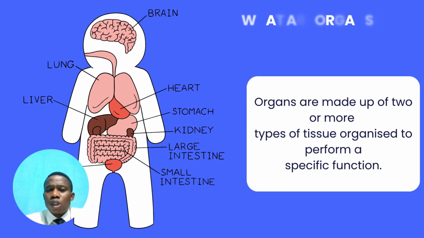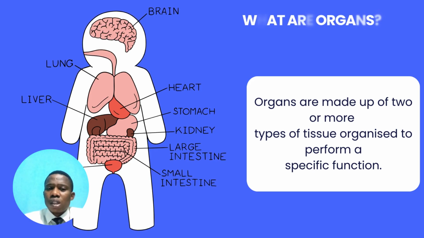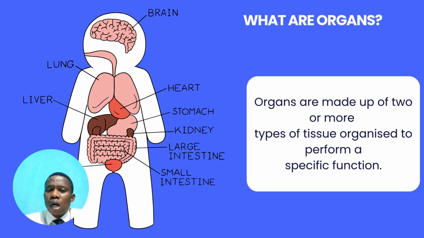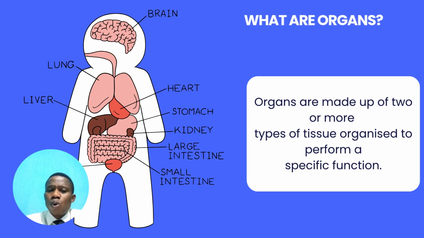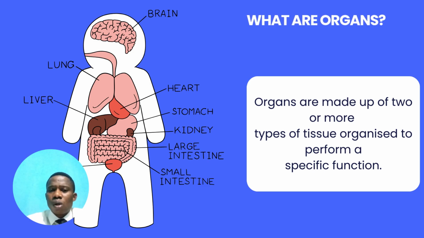That will now take us to the third one, which is the organs. The organs are made up of two or more types of tissues organized to perform a specific function. Now, when you talk about organs, each performs a specific function. Examples of organs are the brain, the lungs, the liver, the heart. All these organs perform specific functions.